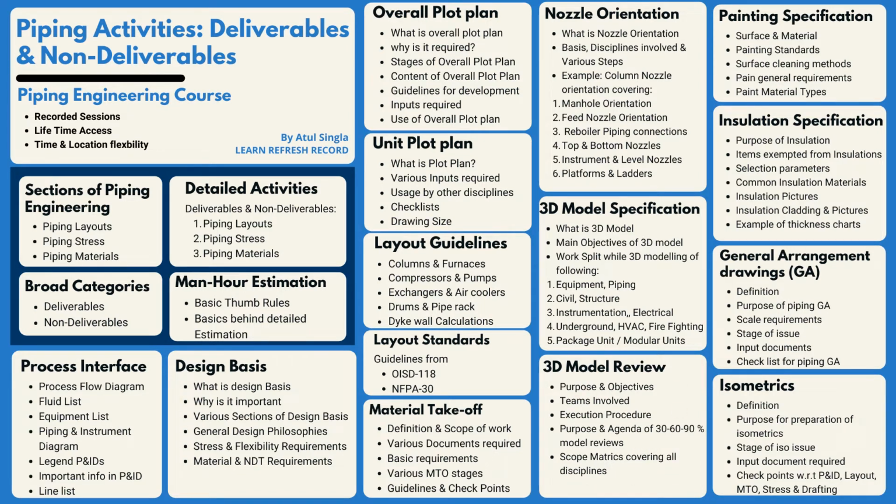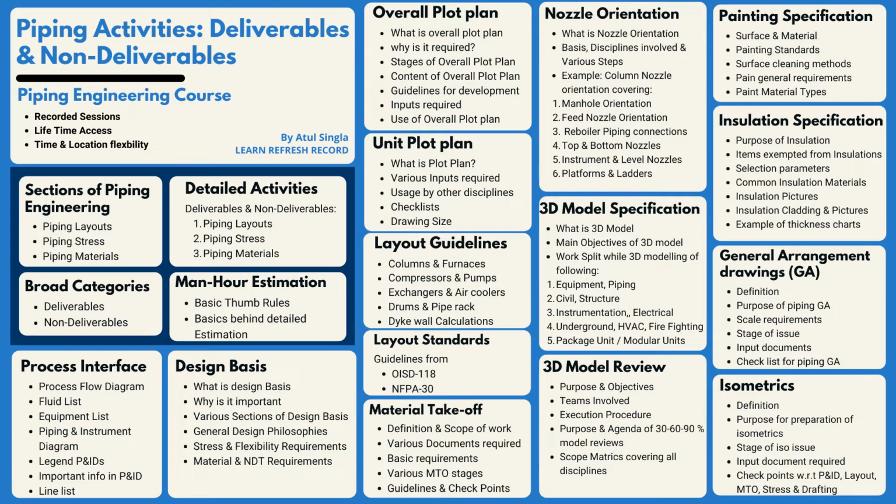In the next part, where we are going to cover the painting specification, we'll look into various aspects so that we can understand various requirements. We'll take a few general examples also. Surface and materials, painting standards, surface cleaning methods, the paint general requirements, paint material type. So this is how we are going to cover this section.